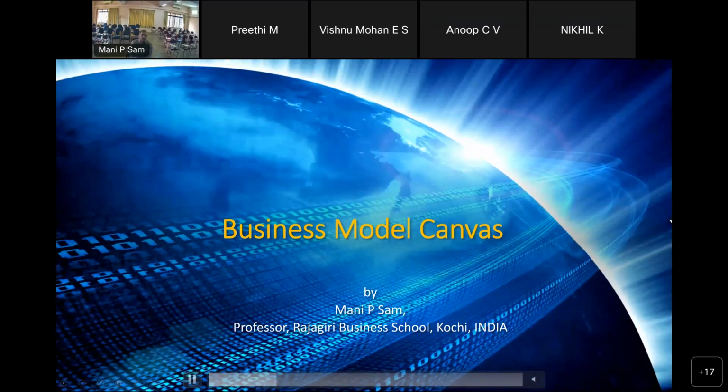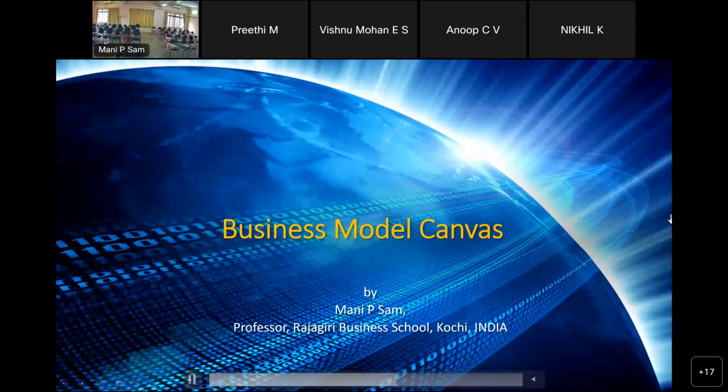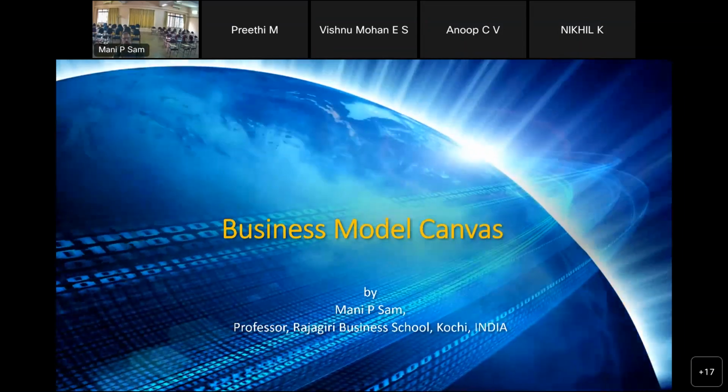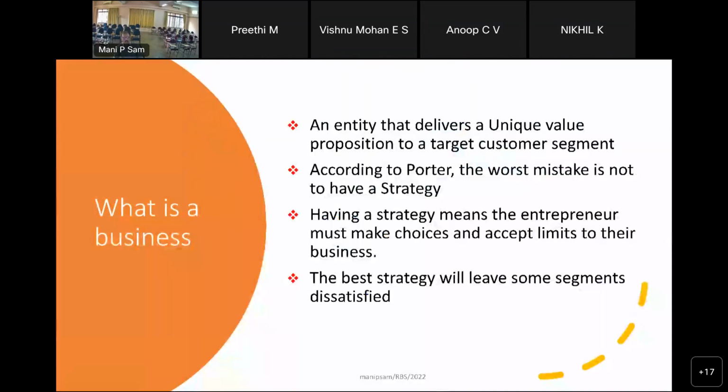Let us look at the business model canvas. Alexander Osterwalder is the one who proposed this. All of you, it is meant for entrepreneurs, budding entrepreneurs of NIT Calicut and others who are running businesses or who would like to look at businesses. So let us look at business in a dispassionate manner. So what is a business?